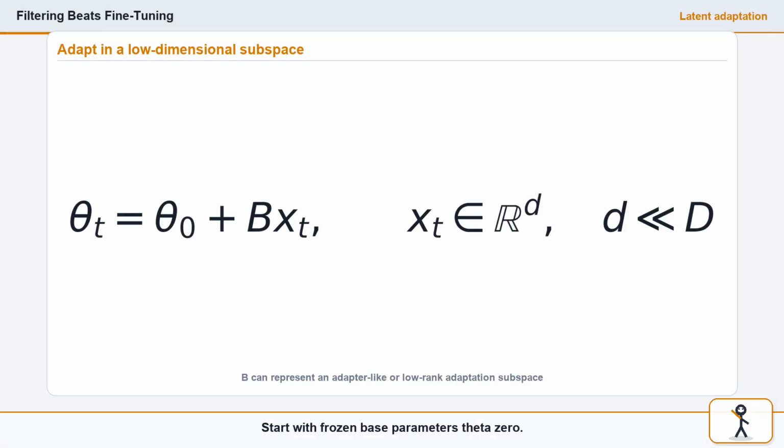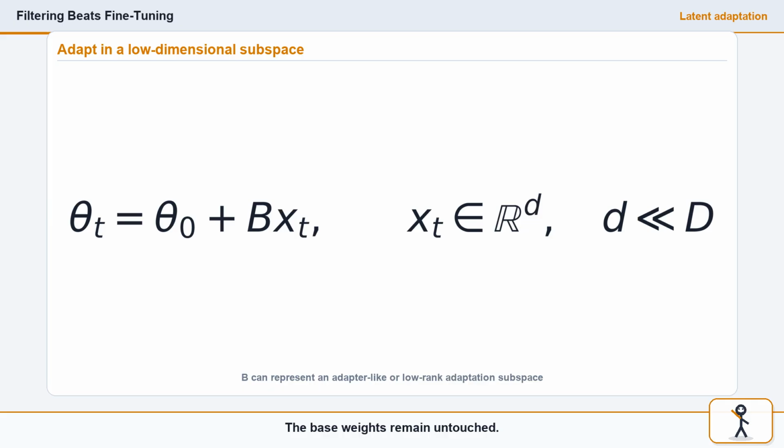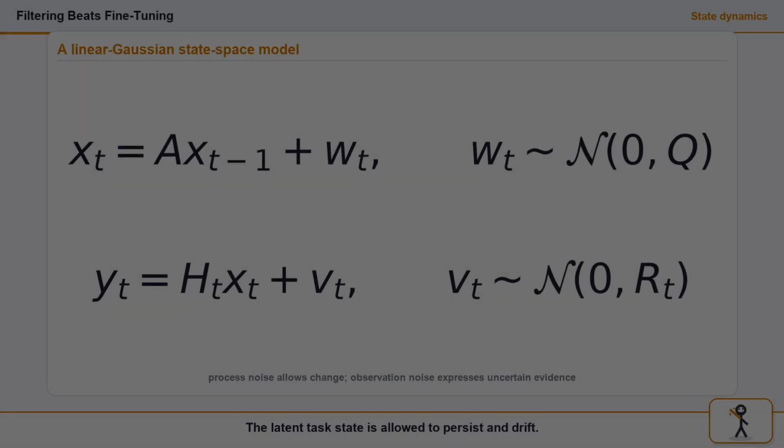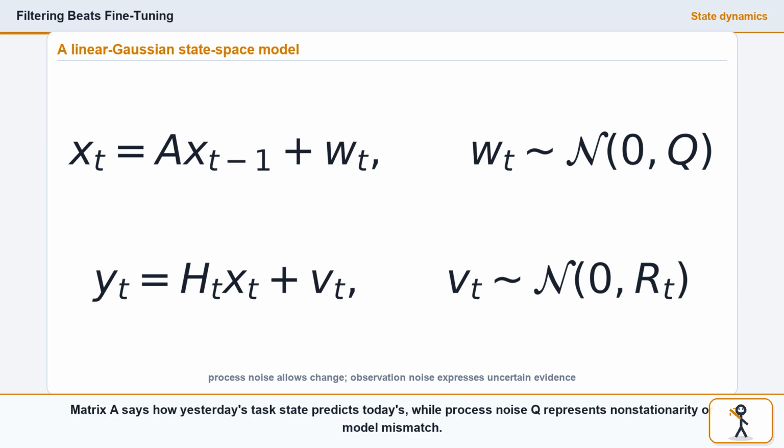Start with frozen base parameters, theta 0. The paper introduces a much smaller latent vector x that describes the task-specific deviation, then maps it into parameter space through a structured matrix B. The base weights remain untouched. The latent task state is allowed to persist and drift. Matrix A assesses how yesterday's task state predicts today's, while process noise Q represents non-stationarity or model mismatch.